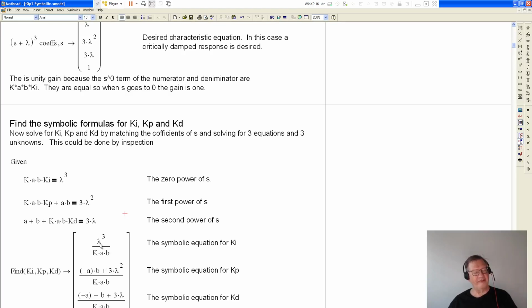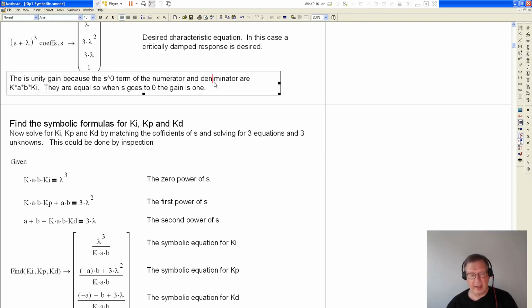This lambda is something that we can choose to place the real poles, the closed loop poles, on the negative real axis. And the bigger we make this, or actually the more negative we make this, the faster we're going to get the response.